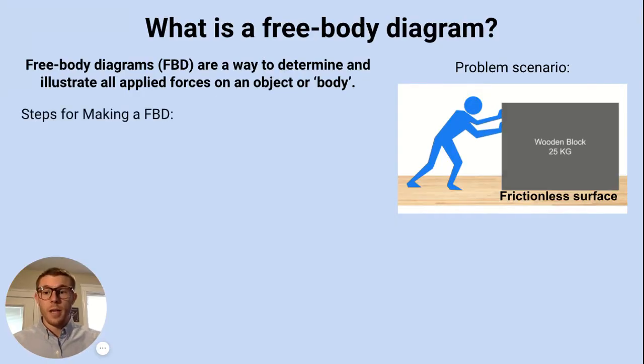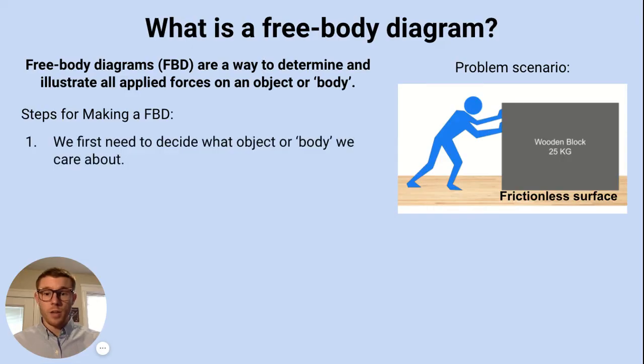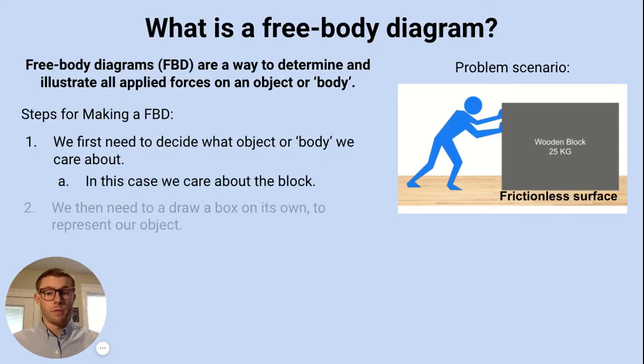Okay, so let's make some steps on how to make a free body diagram. So first we're going to decide about which object or body we care about. In this case, I was just talking about the wooden block. So that is in fact the object that we care about. And it is our free body because it can move.